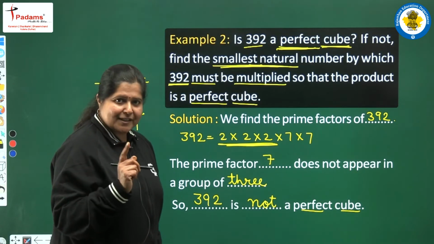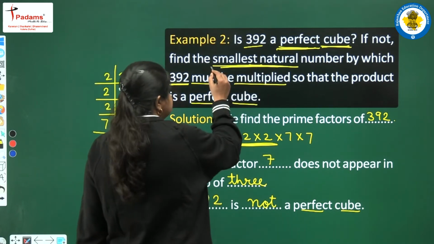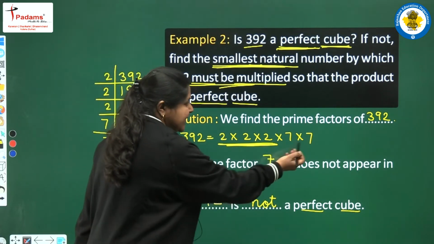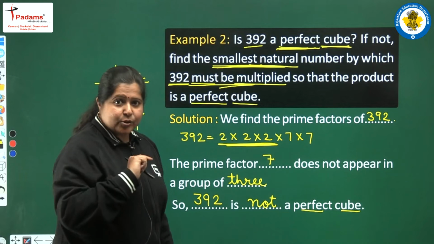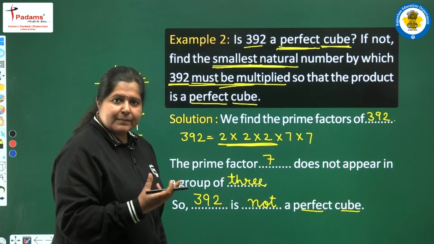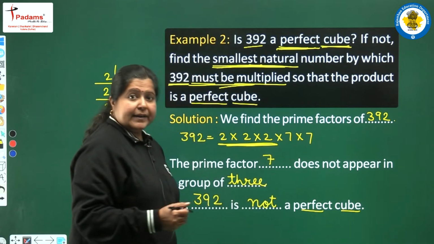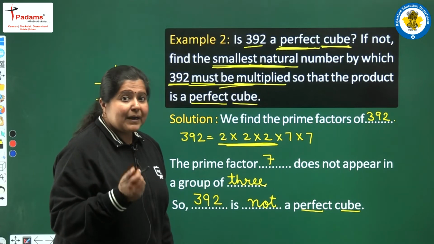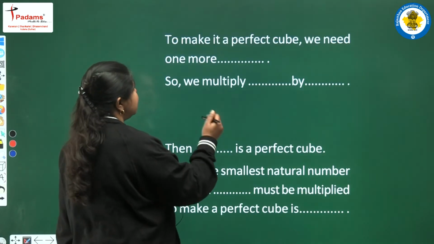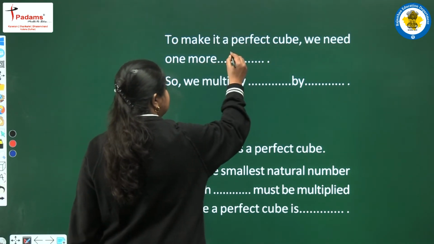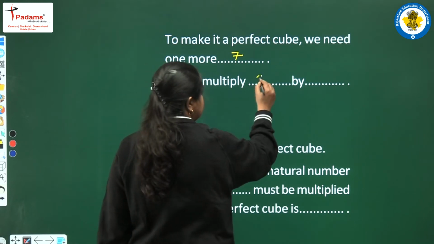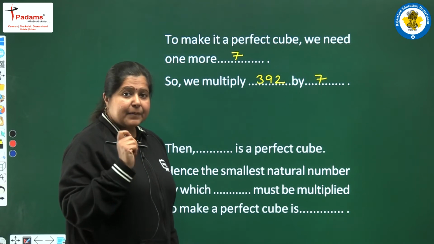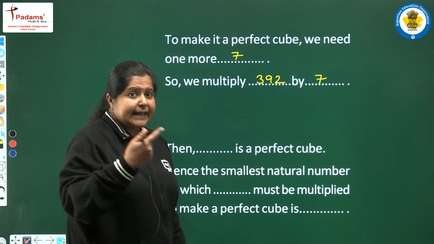Got it? Now the next part is find the smallest number by which it should be multiplied to get a perfect cube. तो यहाँ पर एक 7 मिसिंग है, अगर एक 7 और आ जाए तो 7 का भी ट्रिपलेट बन जाएगा. A group of 3 it will be there then. So one more 7 is required, and so we should multiply 392 by 7, and then it will become a perfect cube. बात समझ में आ रही है कि हमें एक परफेक्ट क्यूब चाहिए, 392 से क्या मल्टीप्लाई करें कि एक परफेक्ट क्यूब मिल जाए.